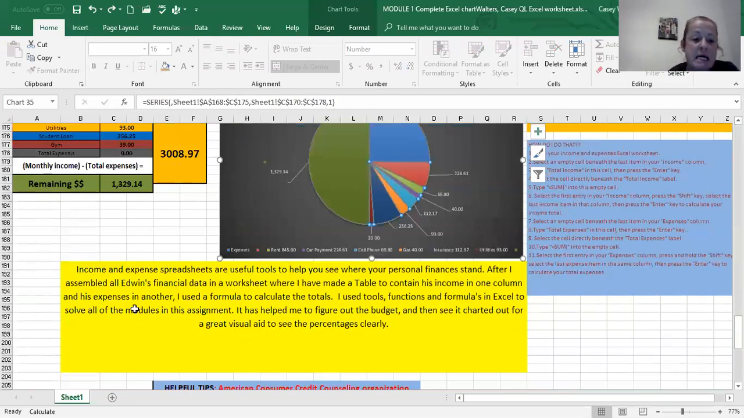and you can put in your personal information. And so the income and expense spreadsheets are useful tools to help you see where your personal finances stand. After I assembled all Edwin's financial data in a worksheet where I have made a table, as I showed you, and his income and expenses in another, I used a formula to calculate the totals. I used tools, functions, and formulas in Excel to solve all the modules in this assignment, as I've shown you, and it has helped me to figure out the budget and then see it charted out for a great visual aid. Isn't that pretty great right there? To see all the percentages clearly.